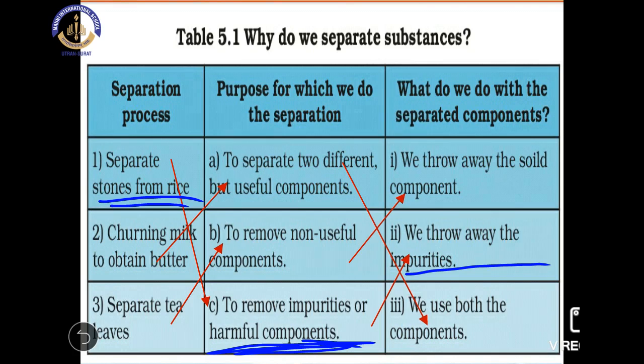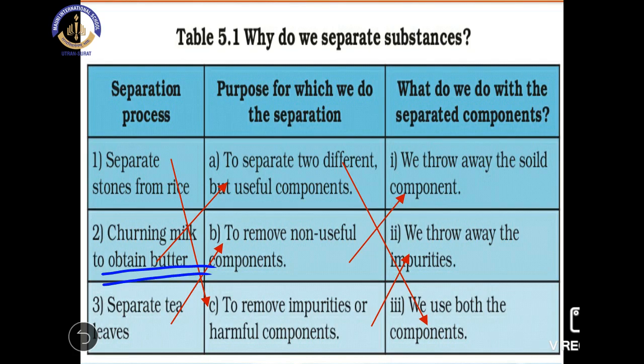So here the separation process is to separate stone from rice. And what is the purpose of it? To remove the impurities or harmful component. We do the separation process here for removing the stone or the impurities from the rice. And after that, what will we do with the stones and rice? We will take the rice, but we will throw the stones. We will throw away the impurities. Impurities means here stone.